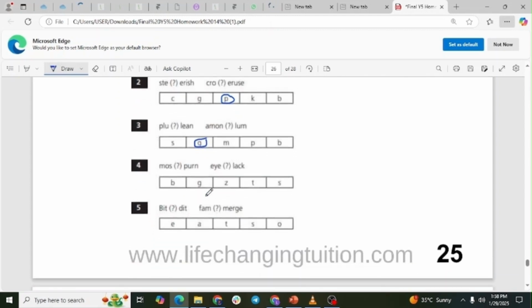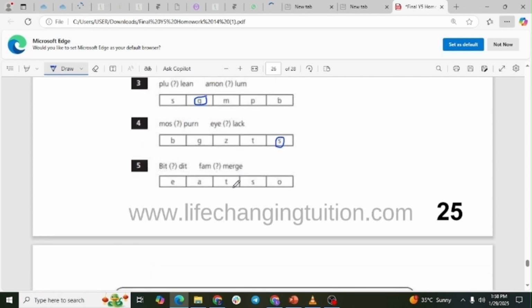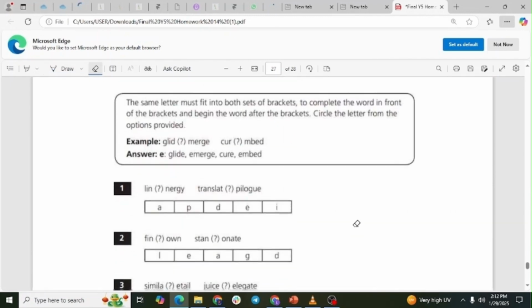Question 4. The words given are moss, pern, I, lack. Let's check S. With S, the words become moss, spurn, eyes, slack. These are all real words. The correct answer is S. Question 5. The words given are it, tit, fam, merge. Let's try E. With E, the words become bite, edit, fame, emerge. It works.